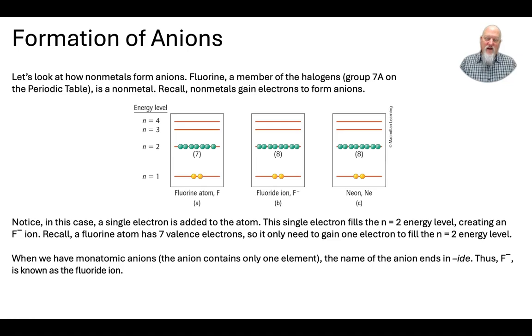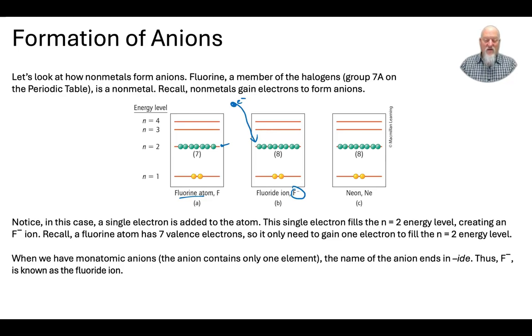If we go the other way and look at what's going on with the nonmetals, remember nonmetals are going to gain electrons. So if you look at fluorine, fluorine's in the halogens. The halogens are the column right next to the noble gases. So fluorine has 7 valence electrons. It's got 7 electrons in that n equals 2 energy level. So when it becomes an ion, it gains an electron. So it takes an electron from somewhere else. That's an electron, and it goes into the fluorine atom and makes it a fluorine ion, a fluoride ion. And we can see it's negatively charged there.